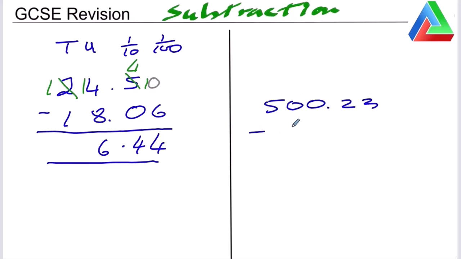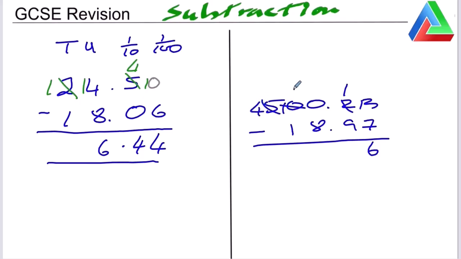Last one, 500.23 take away 18.97. 3 take 7 we can't do, so we take from the 2. So 13 take away 7 is 6. 1 subtract 9 we can't do. So now we've got the repeated restructuring that we covered in the last video. So we take from the 5. So now we've got 10 tens, then we take one of the tens, now we've got 10 units. Then we take from the units. So now we've got 11 subtract 9, which is 2.